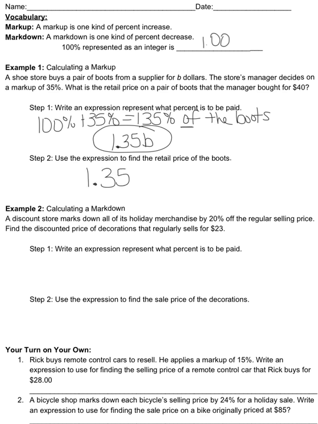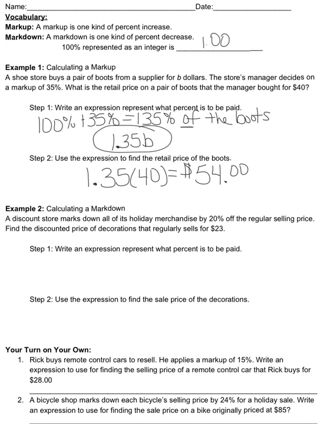So now down here, I'm just going to substitute $40 for B. So to solve, I would take 1.35 times 40, which tells me that the price of these boots, if I was to go to the store, would be $54 for one pair of boots. So going back, I'm automatically going to pay that 100%, and because it's a markup, I'm having to pay an additional percentage. So I add the two percents together.